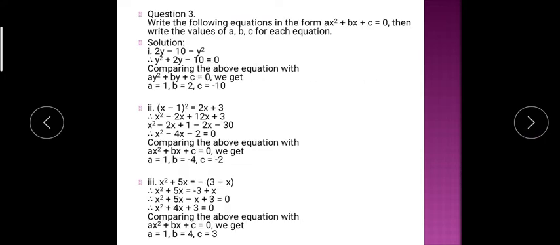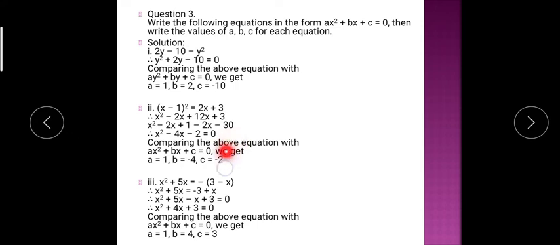Now the question number 3. Write the following equations in the form of x square plus bx plus c is equal to 0. Then write the values of a, b, c for each question. Very simple, students. Firstly, write this equation in the general form. You have to shift terms: y square plus 2y minus 10 is equal to 0. By comparing the equation, you will get the value of a is equal to 1, b is equal to 2 and c is equal to minus 10.